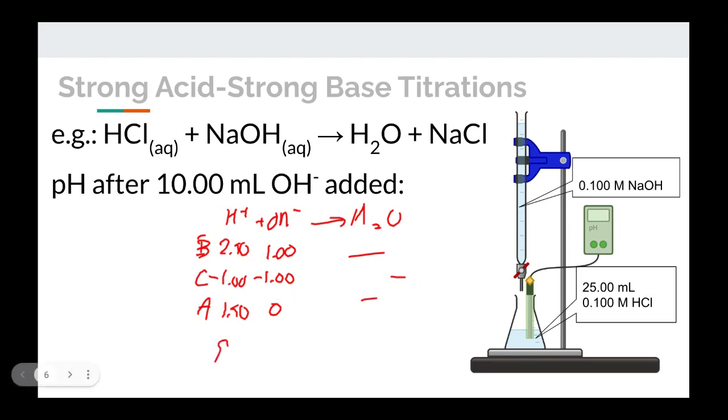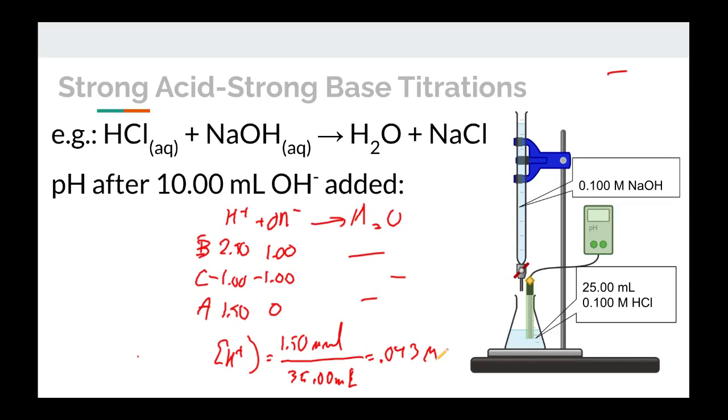And so that means our concentration of H plus is 1.50 millimoles of H plus in what is now 35 milliliters. And that's a concentration of 0.043 molar. And if we take the negative base 10 logarithm of that, that gives us our pH, which is 1.37. So now it's gone up a little bit.